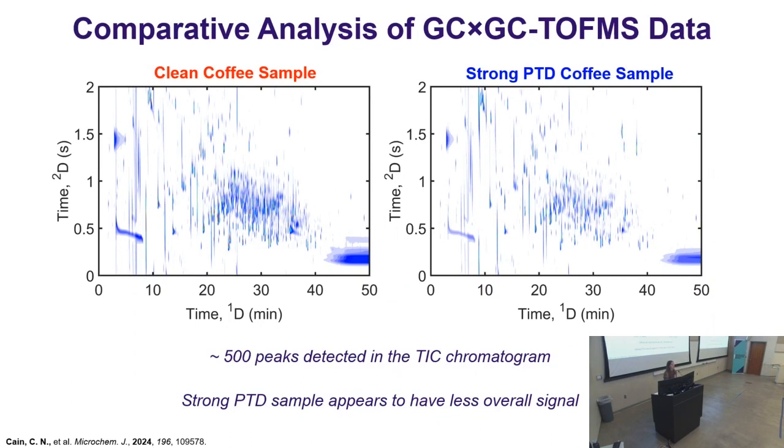On the left-hand side is going to be one of our clean coffee samples that have no off-odor. And on the right-hand side is one of our coffee samples that has a strong potato taste defect odor as sorted by the sensory panel.